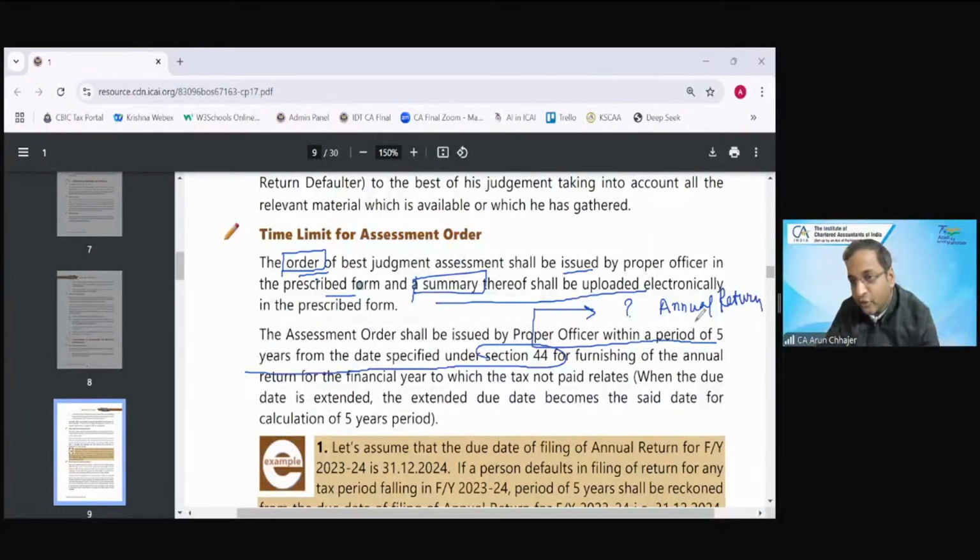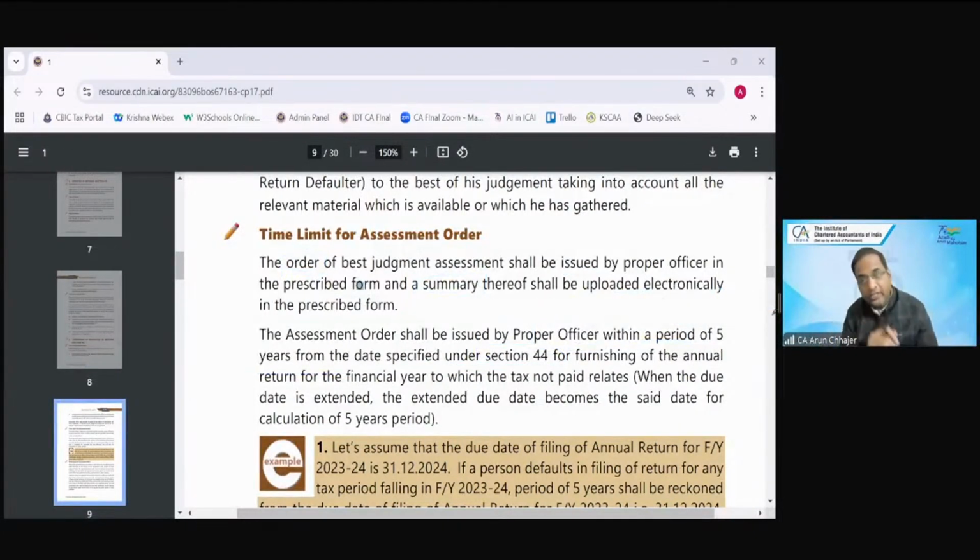Can anybody tell me what is the due date of annual return? Normally, what is the due date of annual return? हमने जीएसटी रिटर्न के चैप्टर में डिस्कस किया था. What is the due date of annual return? Absolutely correct. The 31st December following the end of the financial year. मतलब अभी अगर मैं 24-25 की बात कर रहा हूं, which is to be ended on 31st March next month, then उसका GSTR 9 annual return कब तक फाइल करना है? It will be furnished till 31st December after March.